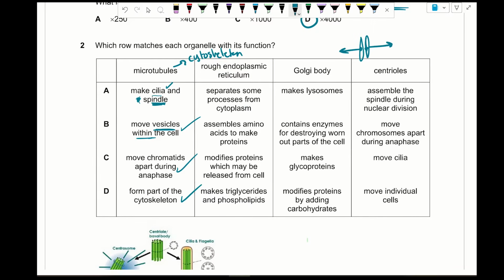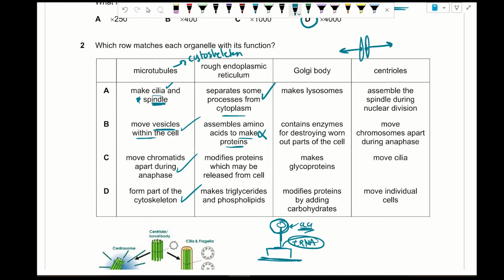Now, rough endoplasmic reticulum. The function of the RER is, we all know, to synthesize proteins. Now, it separates some processes from the cytoplasm. This is correct. It allows them to form in compartments. Now, assembles amino acids to make proteins. The wording of this is incorrect, because what actually assembles amino acids to make proteins are tRNAs, because we all know that tRNAs hold an amino acid and then bind to a complementary base pair on the mRNA molecule. Therefore, what actually assembles amino acids is the tRNA, not the rough endoplasmic reticulum, so this is incorrect.